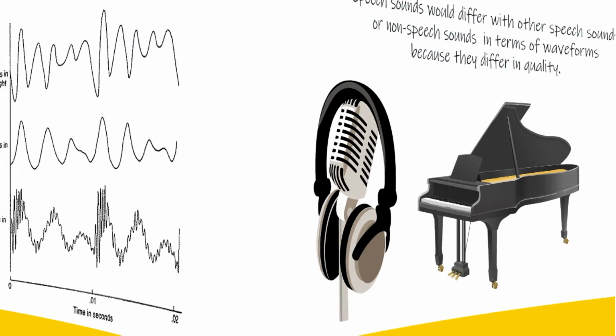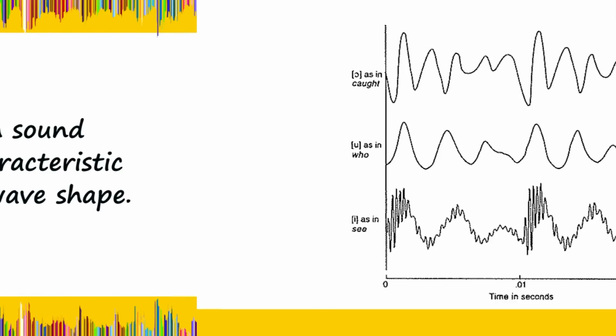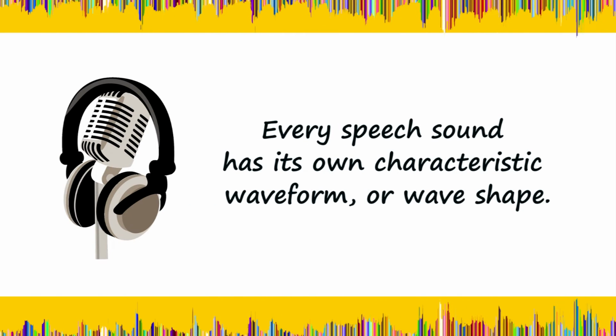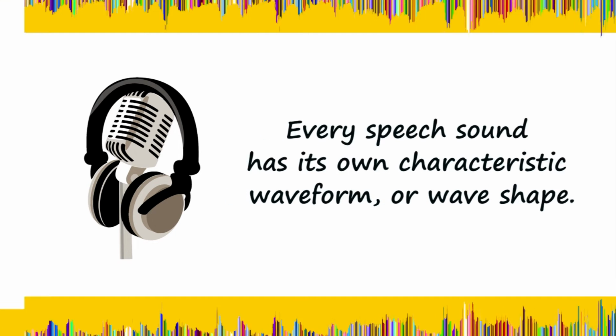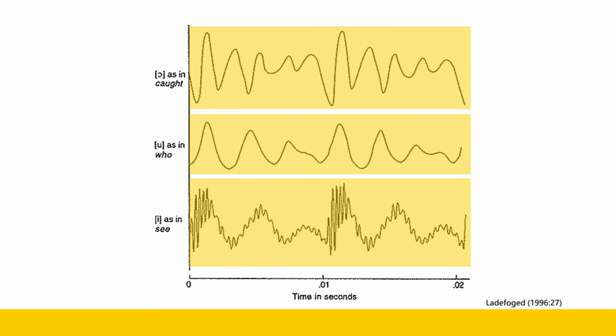So not only do these sounds differ with each other, all of which are speech sounds, they would differ from non-speech sounds. In other words, every speech sound has its own characteristic waveform or wave shape. So you could say that, oh, oo looks like this, aw looks like this, and that would be a very accurate statement. The above three vowels have the same pitch though.